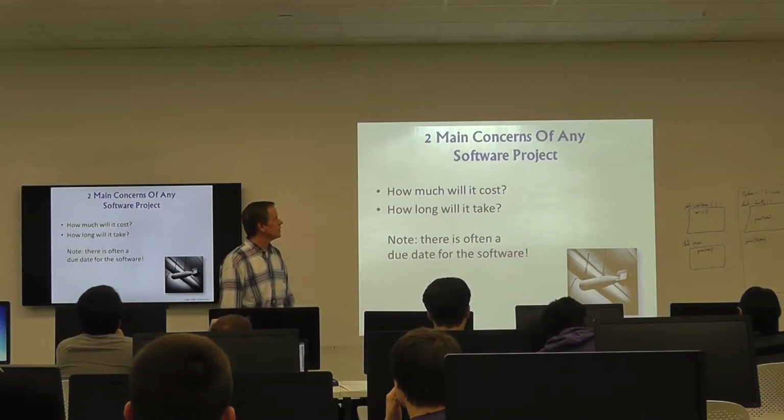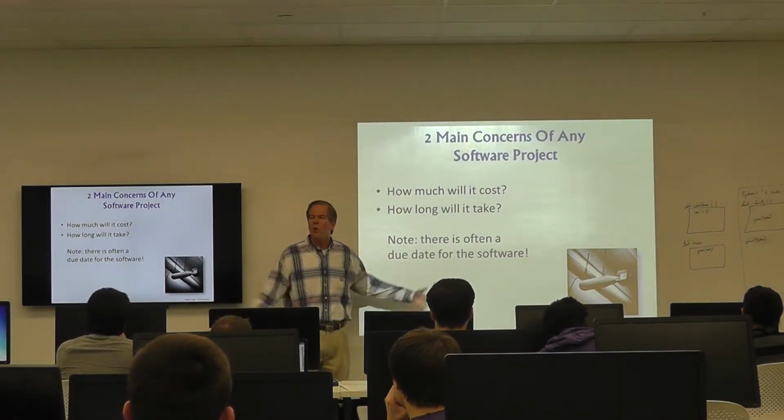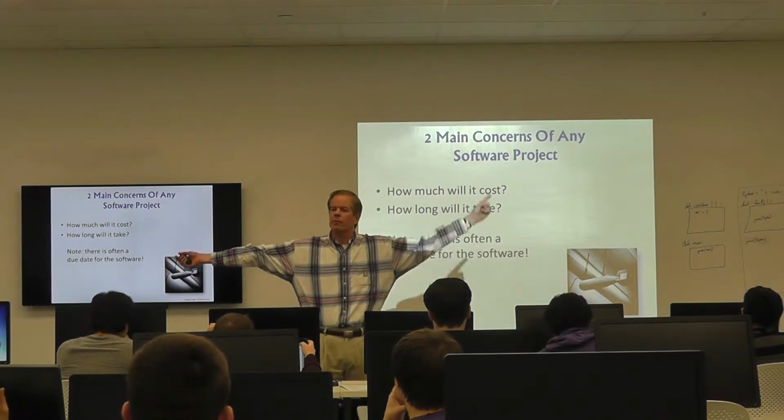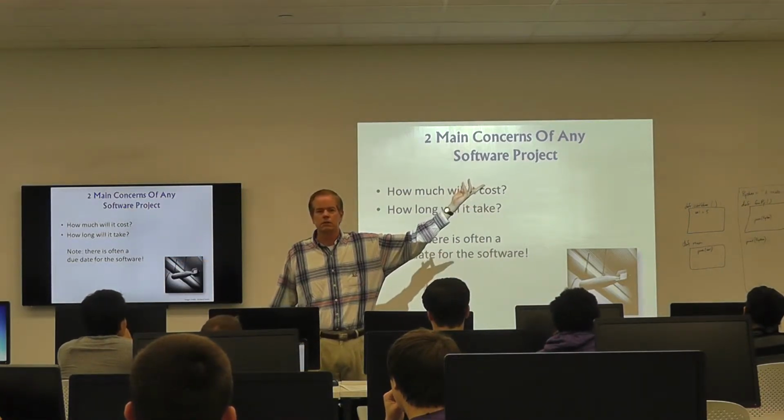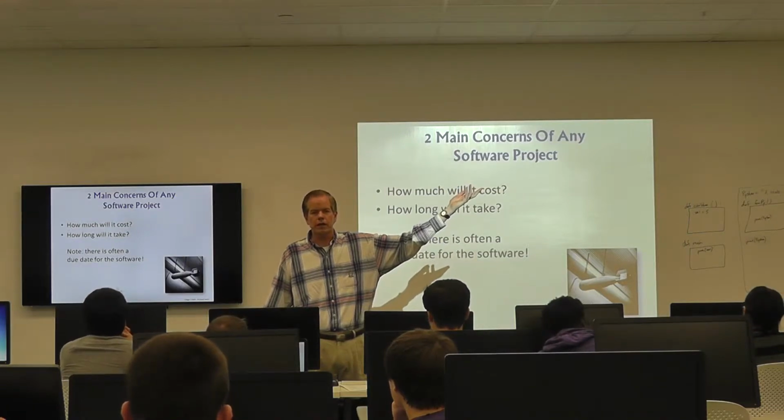Two main concerns of any software project. Seems like this might be sort of important. What are the two main concerns of a software project? Number one? How much? Dollars. Number two? How long? Sounds sort of intuitive, right?